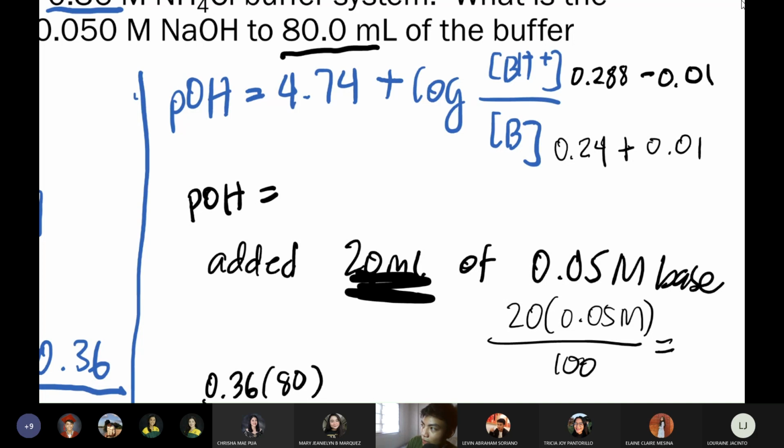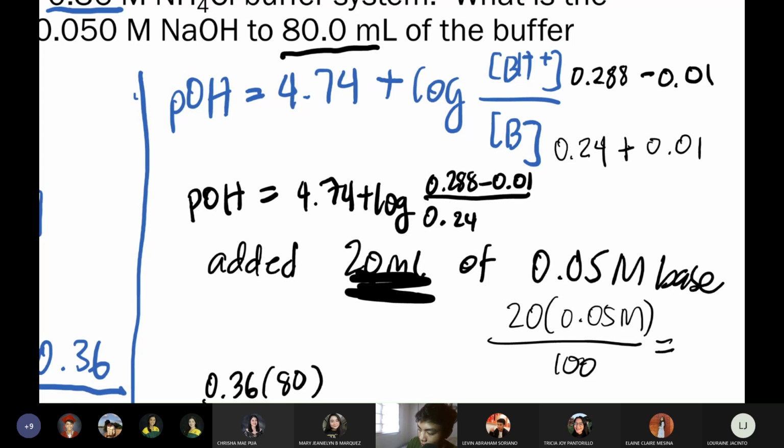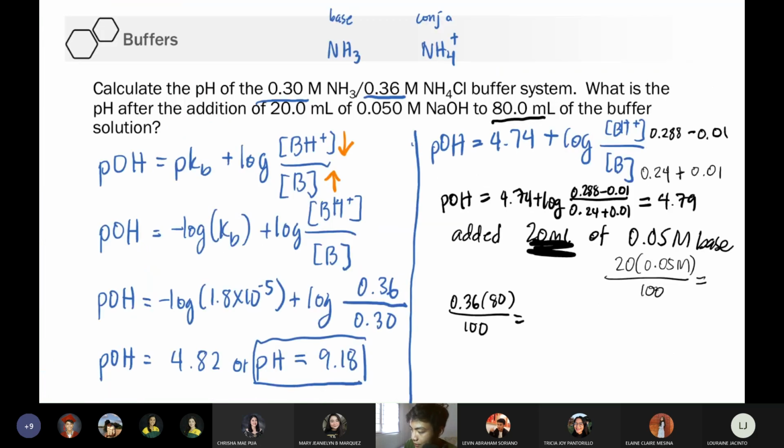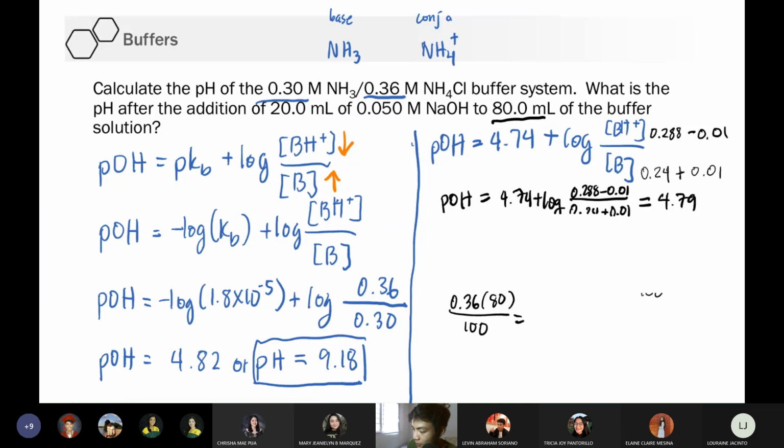So, with that info, i-plug in na natin to lahat sa calculator. We have 4.74 plus log ng 0.288 minus 0.01 divided by 0.24 plus 0.01. What will be the resulting pOH? 4.74 plus log, so the resulting pOH is 4.79. Okay, so the resulting pOH is 4.79.